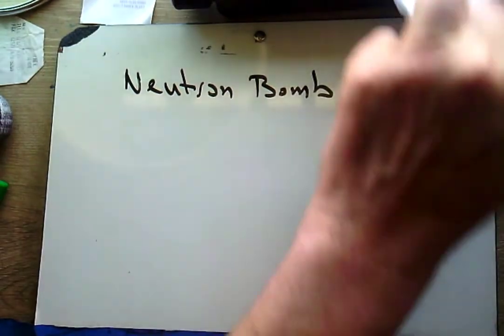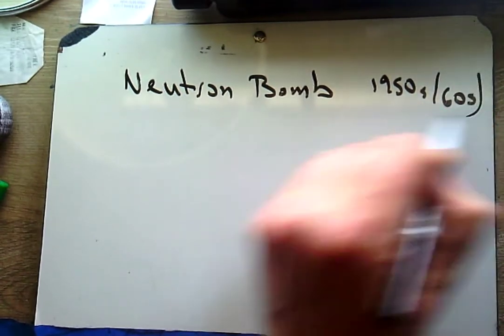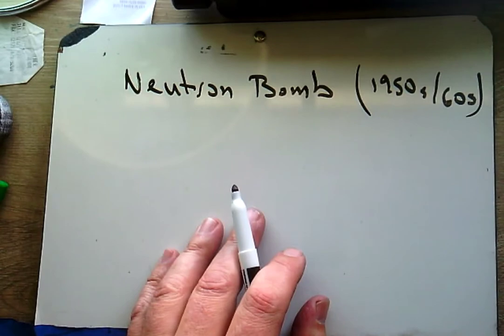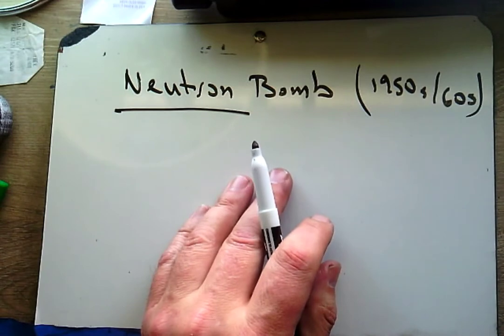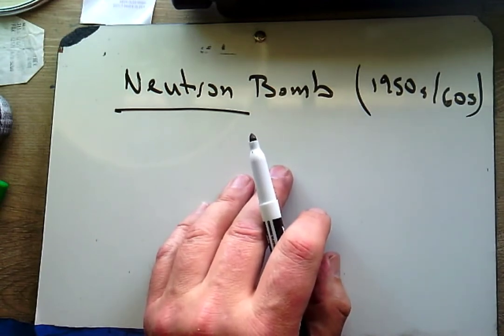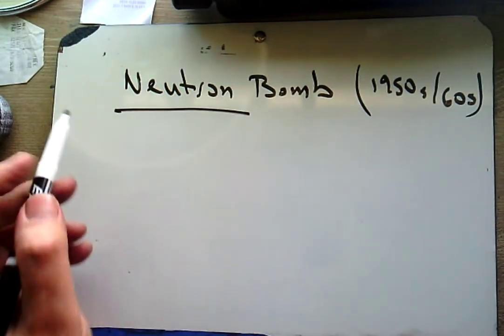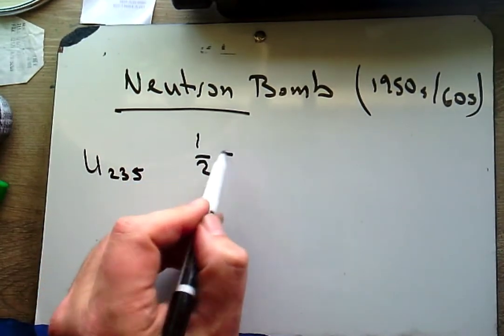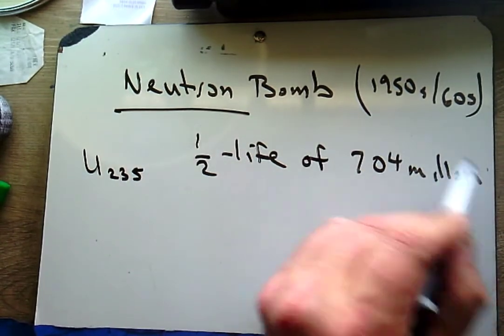The neutron bomb was developed in the 1950s and 60s, and it came up that we needed this kind of weapon, and I'll tell you about it in a moment, because the nuclear weapons we were using at the time had a drawback. So, here's what we were doing. We were using U-235, which has a half-life of 704 million years.